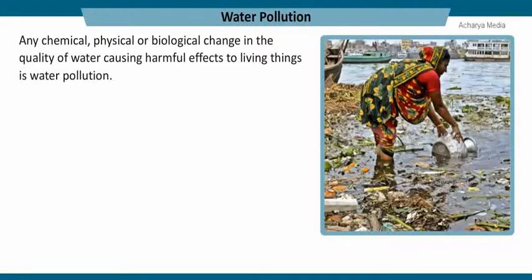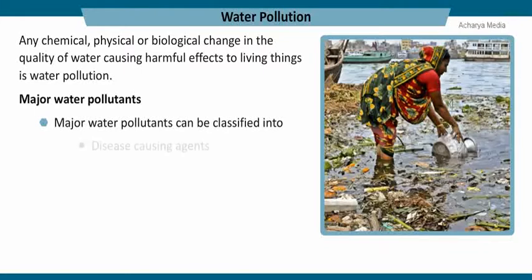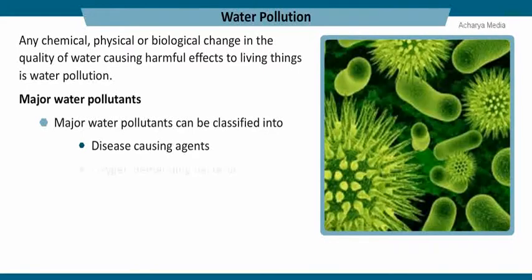Water pollution. Any chemical, physical, or biological change in the quality of water causing harmful effects to living things is called water pollution. Major water pollutants. Major water pollutants can be classified into disease-causing agents like bacteria, viruses, protozoa, and parasitic worms that enter the sewage system and untreated waste.